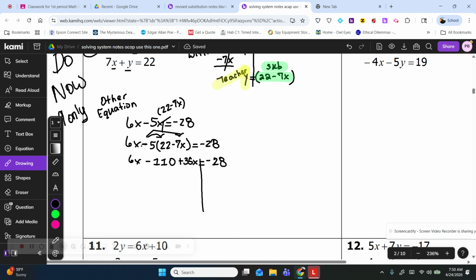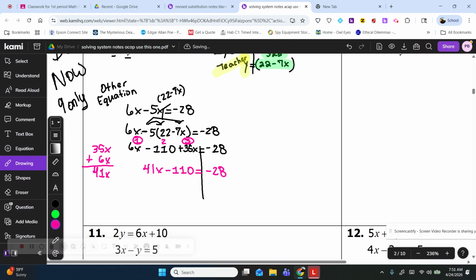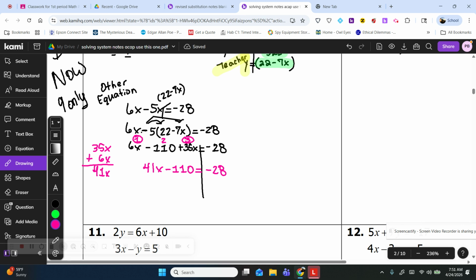All right guys, let's see if we set the two steps up correctly. I'm going to take term 1 and put it with term 3. So you have 35x plus 6x, which makes 41x. So you have 41x minus 110 equals negative 28. Now, that's a basic two-step equation. What do you do at this point? Add positive 110 to both sides. Very good.